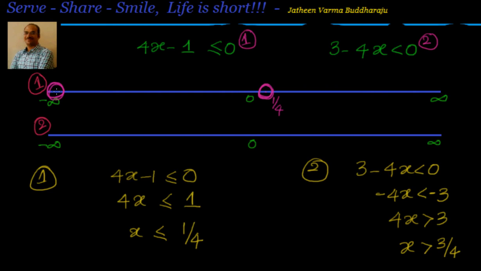This is the solution I have, that is between boundaries interval, and it is minus infinity to 1 by 4. That is the first solution. Now let's go to the second one. If I go to the second one, x greater than 3 by 4. Now where is 3 by 4? Generally 1 by 4 is here, so 3 by 4 should be somewhere here.